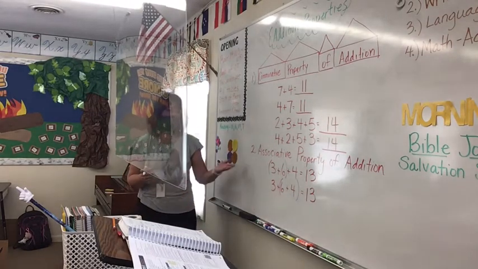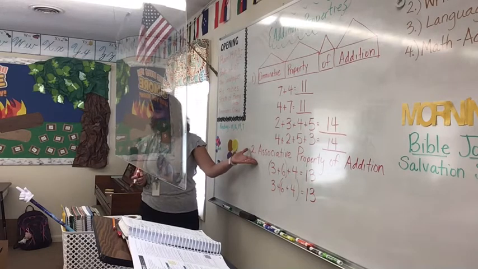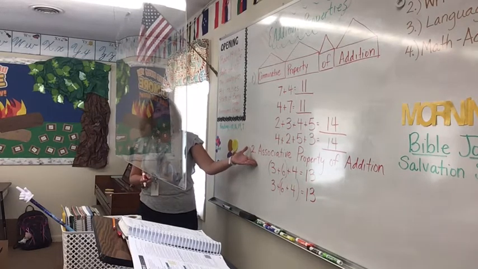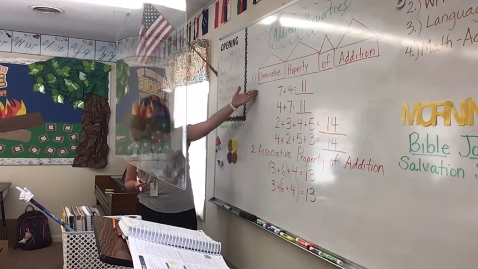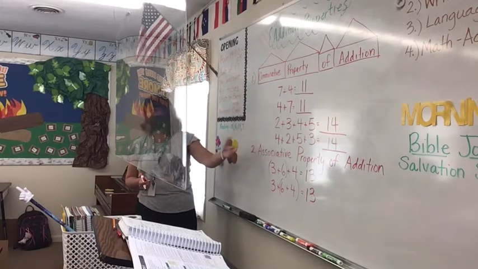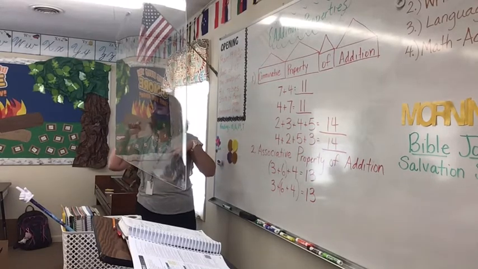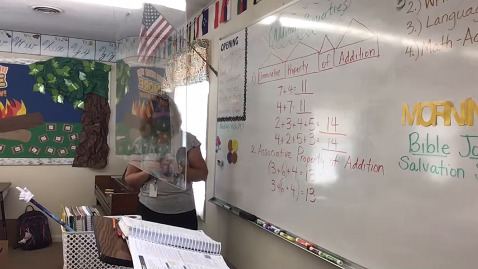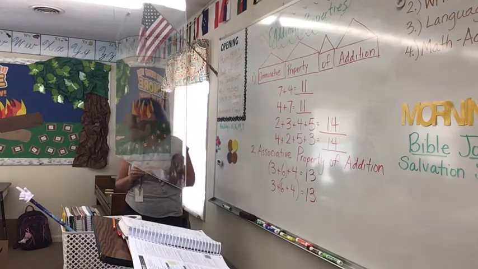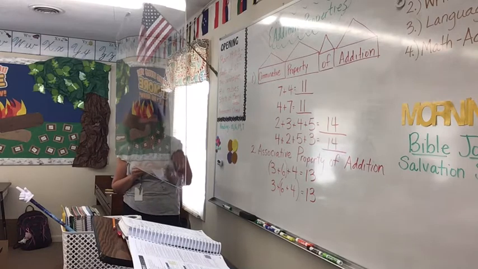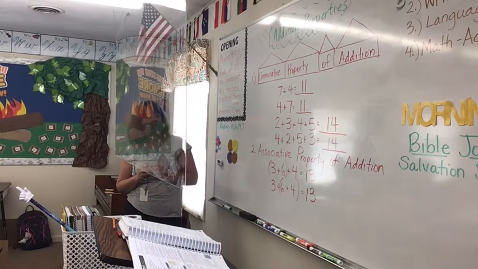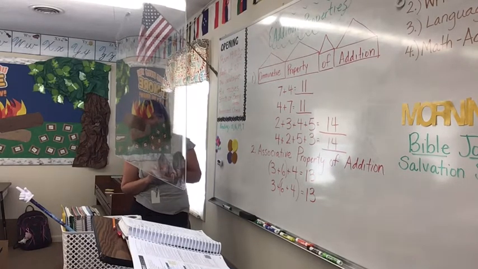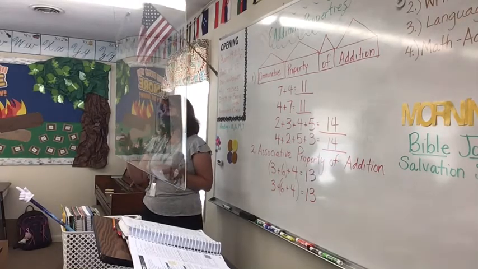So, anybody have an idea how we could draw associative? I kind of did the houses for that. Oh, I have an idea, but go ahead, what's your idea? So I would like circle it, and circle the other one, for some reason. Okay.